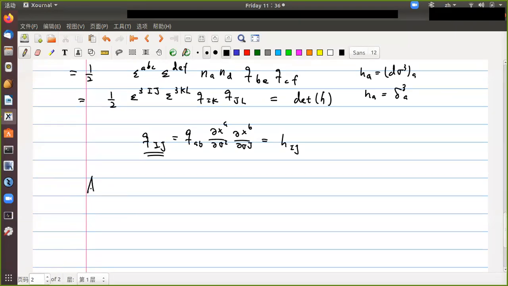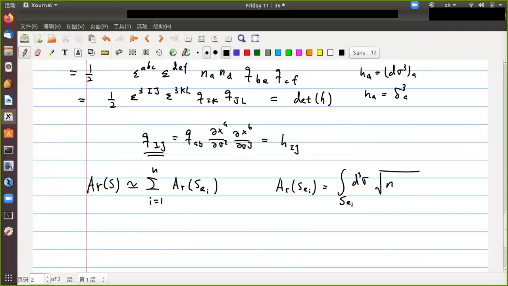All right, so now we work on the formula. So area S equals the sum over I from 1 to n of the areas of those small surfaces dual to the edges, and here this area SEI is given by the integral over SEI d sigma of the square root of EAJ and EBJ. Okay, so now this is the formula, it's much easier to work on.